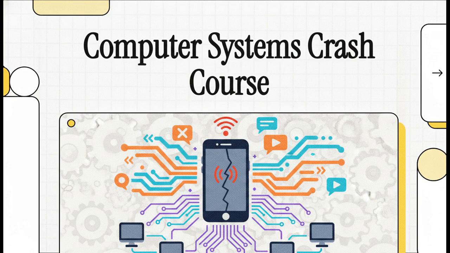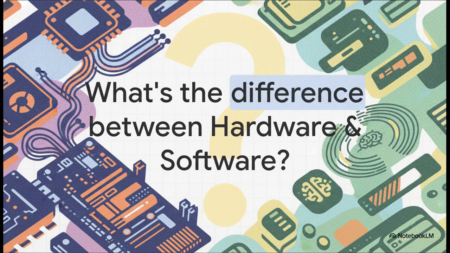So, how do these magic boxes actually work? Well, welcome to the ultimate high-energy explainer cheat sheet on computer systems. We're going to speedrun the absolute essentials, so let's get into it. Right off the bat, we're launching straight into a pop quiz. Question number 1. What exactly is the difference between hardware and software? Go ahead and lock in your answer right now.